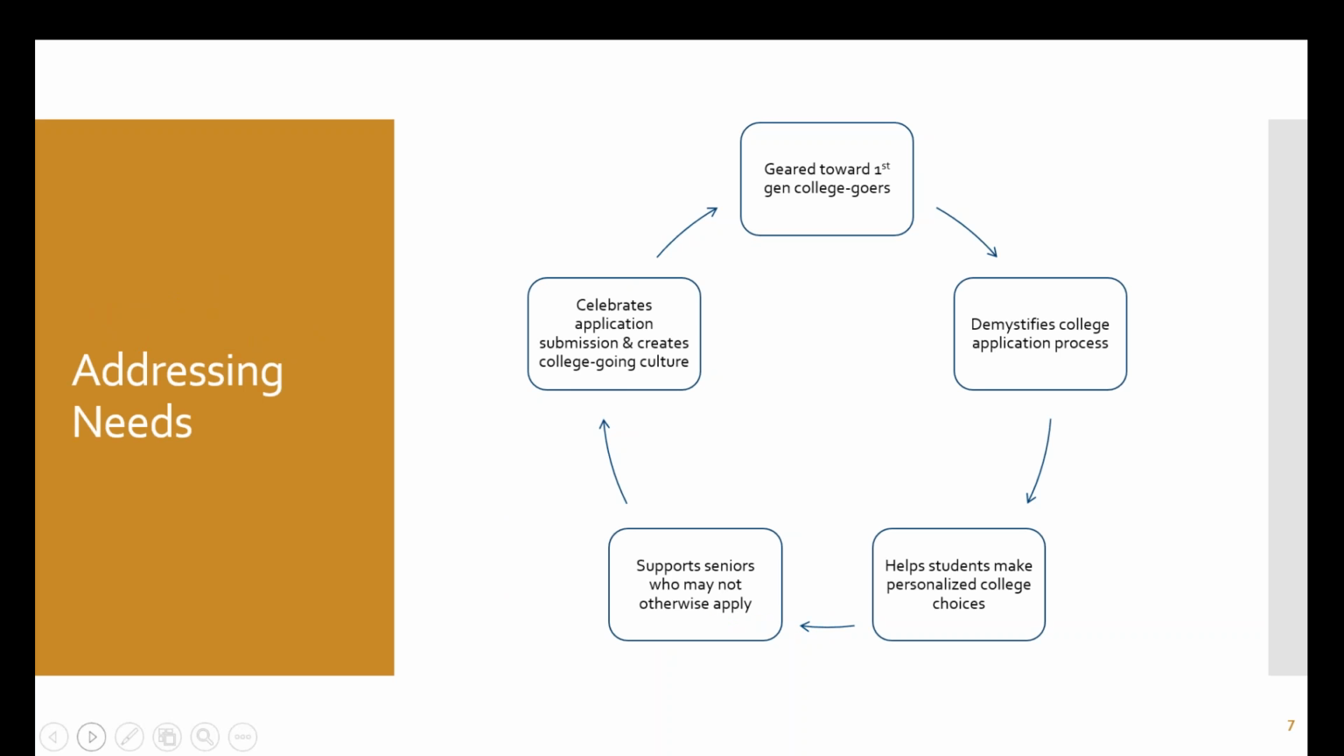So really, what this campaign does is it addresses needs in our community. It's geared towards our first-generation college goers, and it's going to demystify that application process. It can be so daunting to fill out a college application. You put your whole life on one piece of paper, and someone tells you yes or no, and that can be really scary. So we want to prepare students so that they know the process, so that they're not anxious about the process itself, that they are confident in the process, but that they also feel confident in their application.